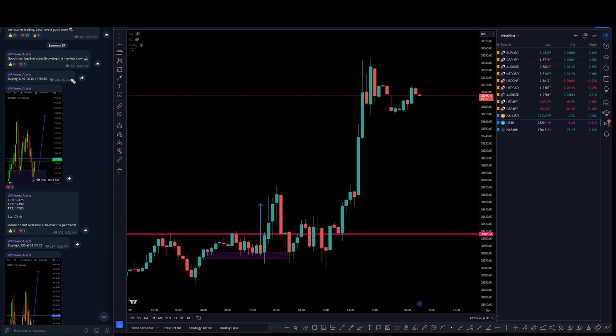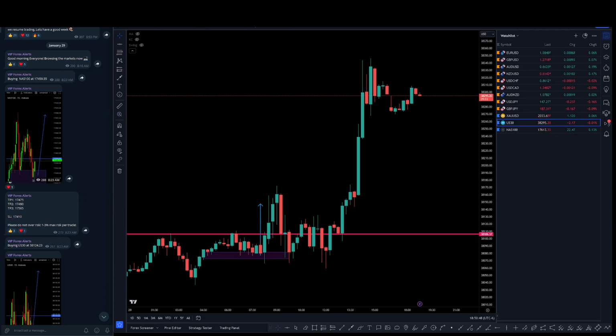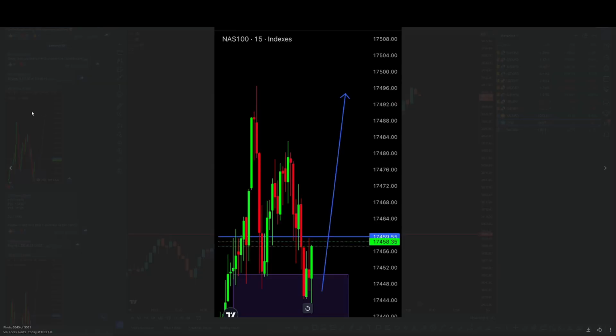So the very first signal today was NAS100. I like to be very transparent with showing you guys inside the Telegram, showing you the signal, the alert, showing you the chart so you have an idea of what I want to see it do, showing you the take profit levels, the stop loss, telling you how much you really should be risking per trade, right? Obviously, you could risk less, you could risk more, but this is a good rule of thumb. Very first alert today was NAS100.